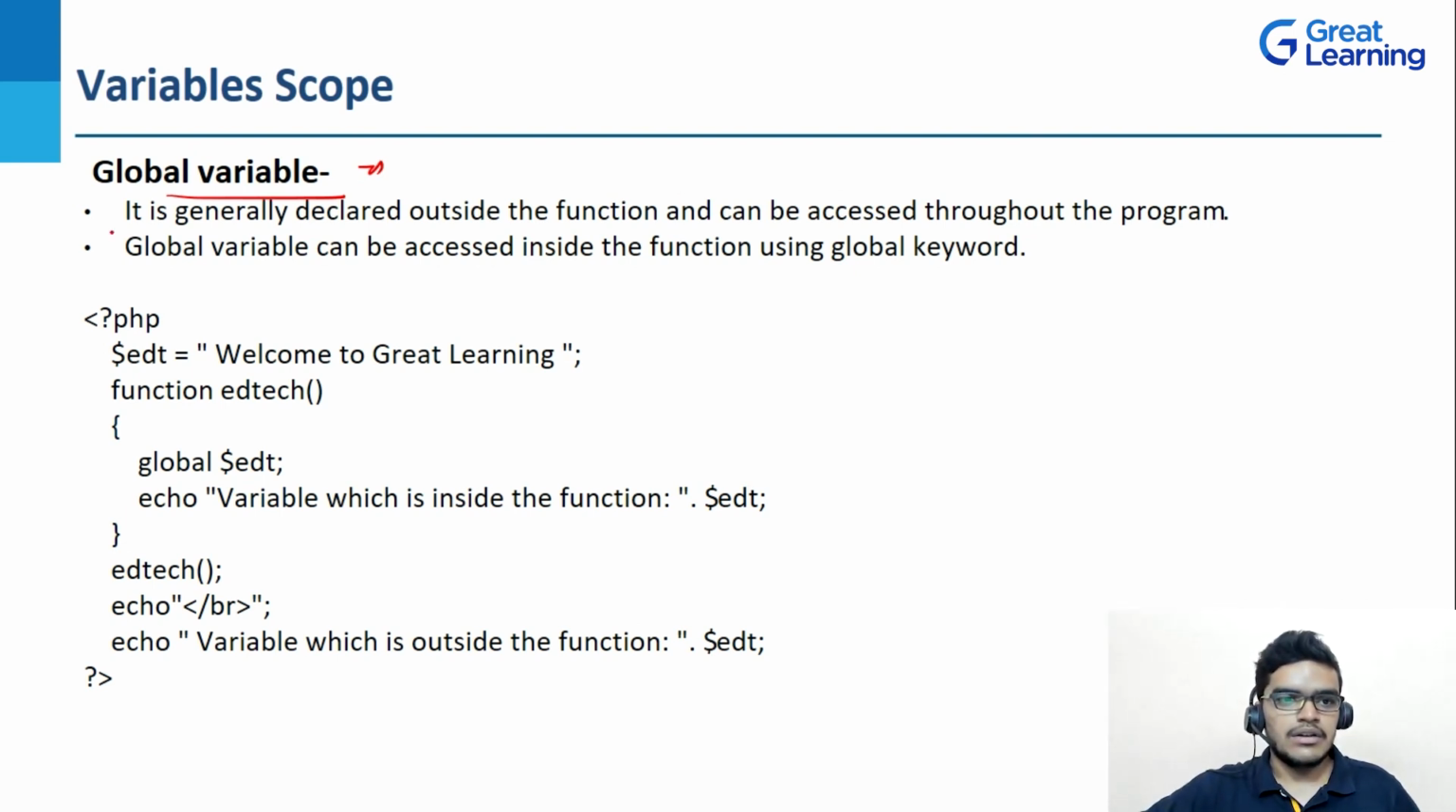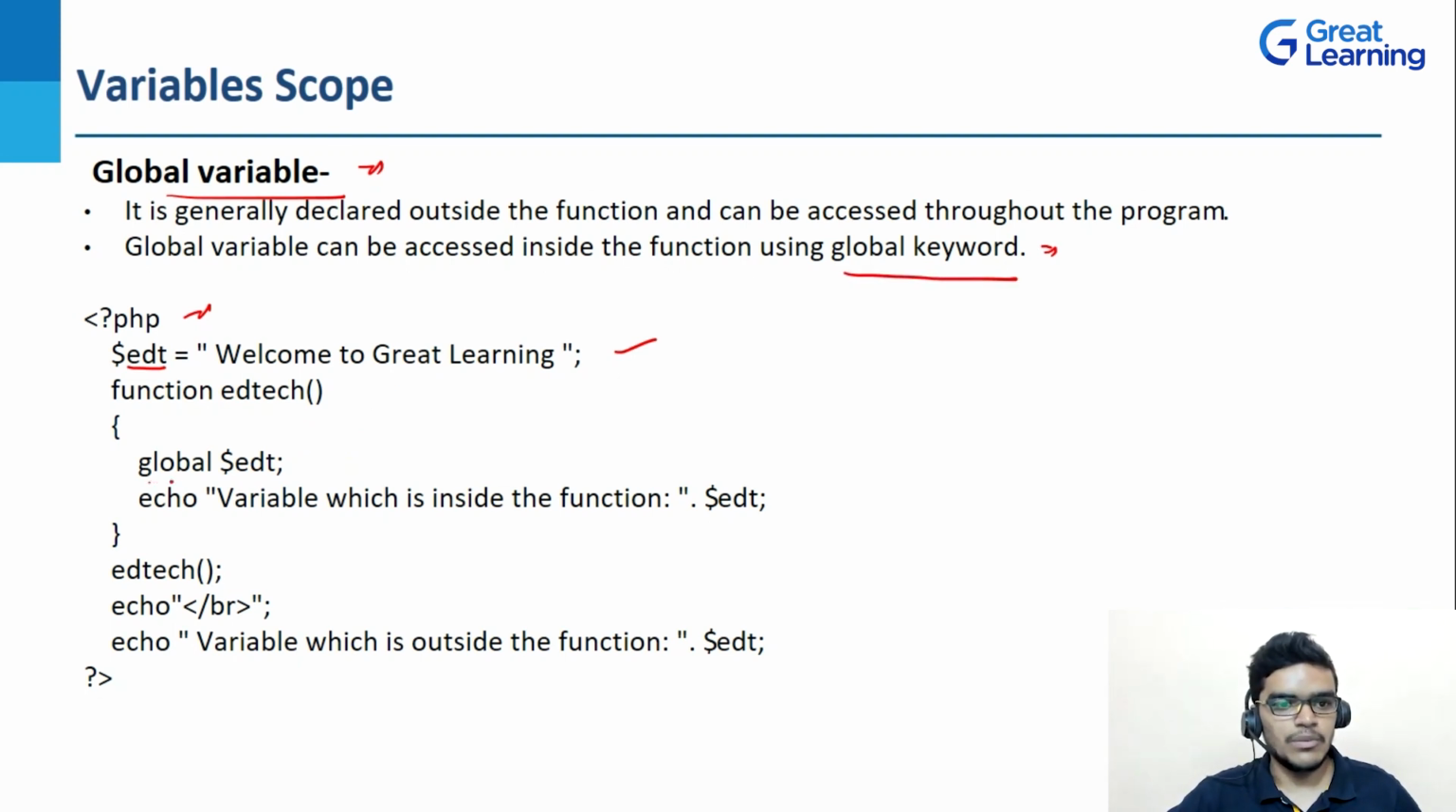Now a global variable can be accessed inside the function using the global keyword. As I told you, a global variable can be accessed throughout the program, but if you want to access it inside the function, then you have to use the global keyword. Let's see. So this is my PHP syntax, and inside this you can see that the global variable is declared outside the function, and I've given the name as edtech, and here I've written a string value, welcome to Great Learning. Then I've created my function, and inside this function you can see that I've written my global variable with the global keyword.